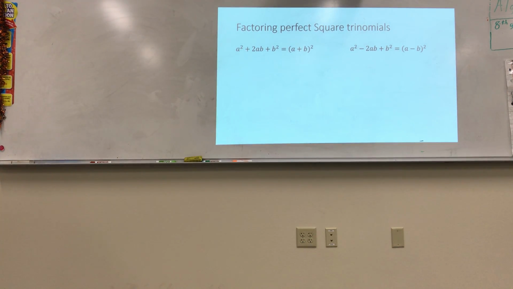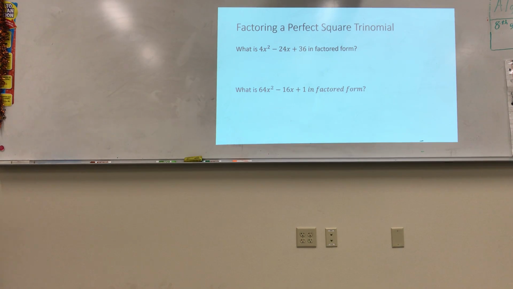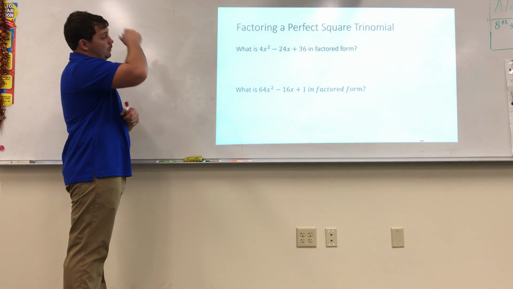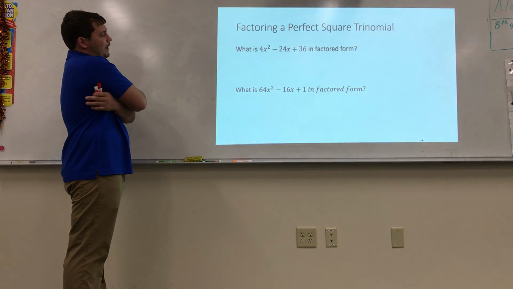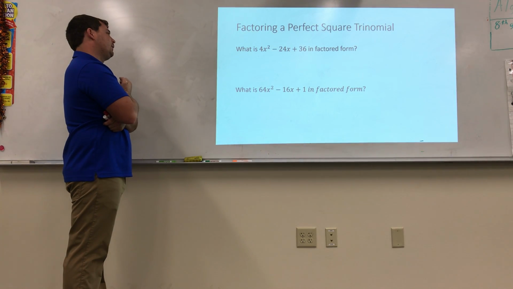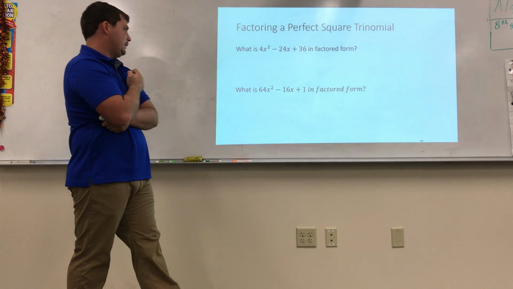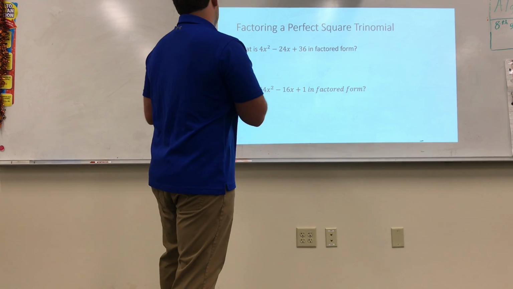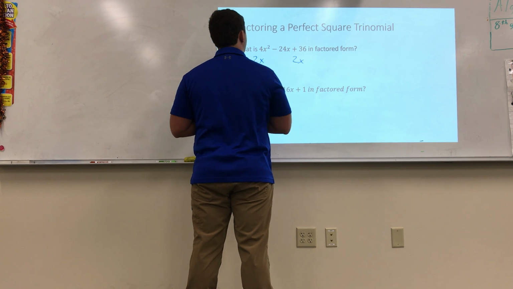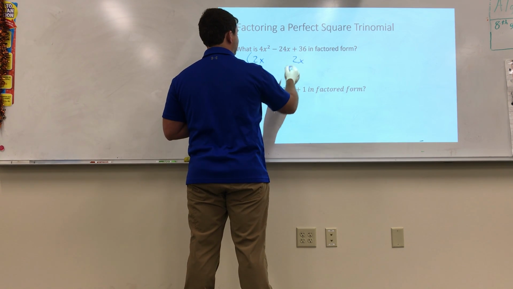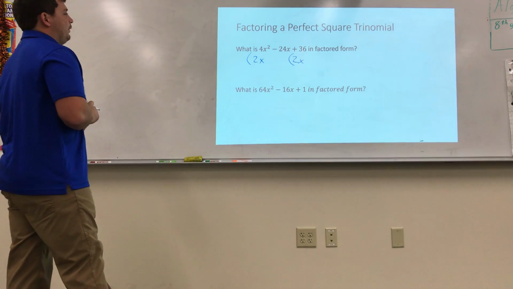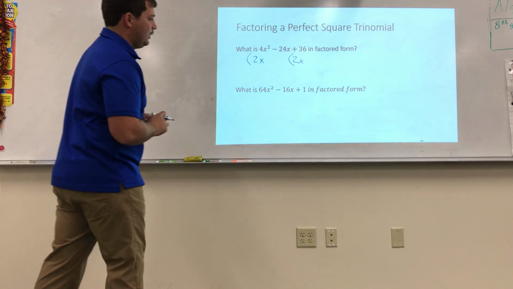Perfect square trinomials. Okay. What is 4x to the second minus 24x plus 36? It just says factoring a perfect square trinomial. Now, is that easy on homework? You have 2x and 2x, because that's a perfect square of 4, right? And then, what's the perfect square of 36? Well, 6.